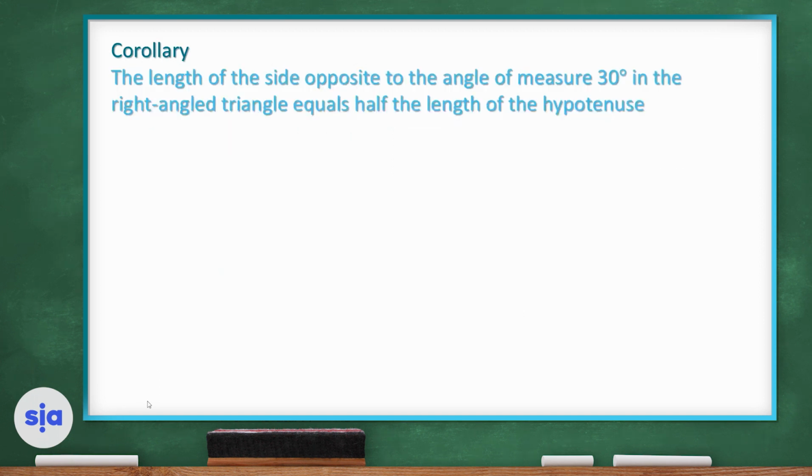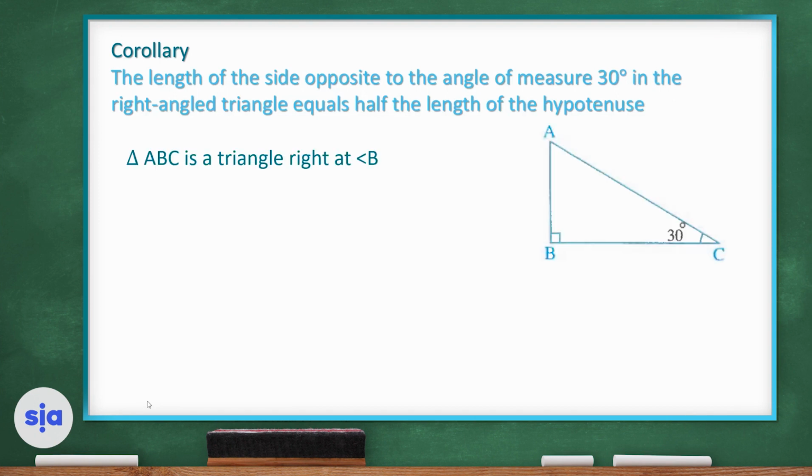Corollary: the length of the side opposite to the angle of measure 30 degrees in the right angle triangle is equal to half the length of the hypotenuse. So, as you can see here in triangle ABC, angle B is a right angle and angle C is 30 degrees. So we can say that AB, its length is half the length of the hypotenuse, which is AC.